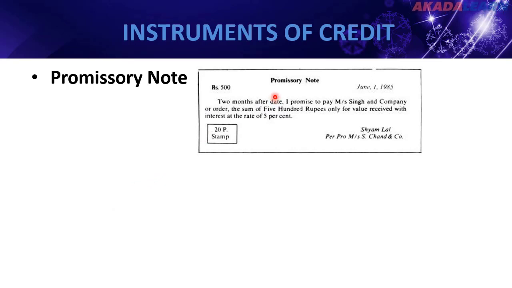It's a written promissory note written on 1st June 1985. The promise is: 2 months after the date, that is June 1st, 1985, I promise to pay Miss Singh and Company or order, that is anybody the company orders, the sum of 500 rupees only for value received, with interest at the rate of 5%. It was written by Siam La. This is a sample of a promissory note.